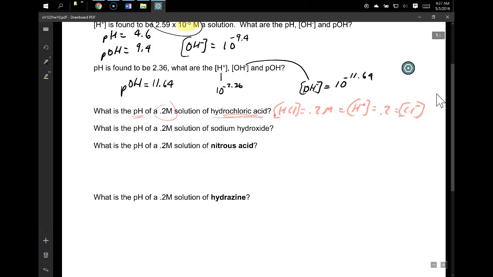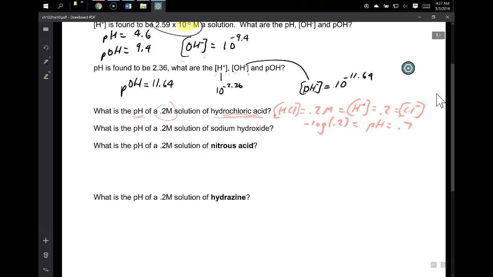You guys remember what the brackets around stuff means, right? Moles per liter. Anytime you see brackets around stuff, like these brackets here, here and here and there, you don't actually have to put the capital M if you don't want to. Okay, so then I'm just going to take the negative log of 0.2. So I get a pH that's equal to 0.7.